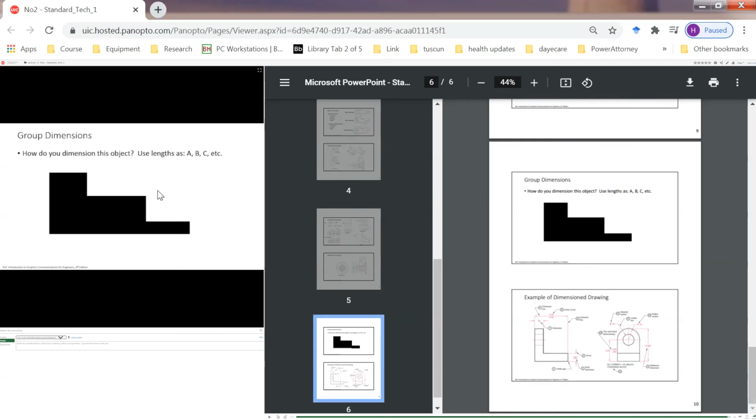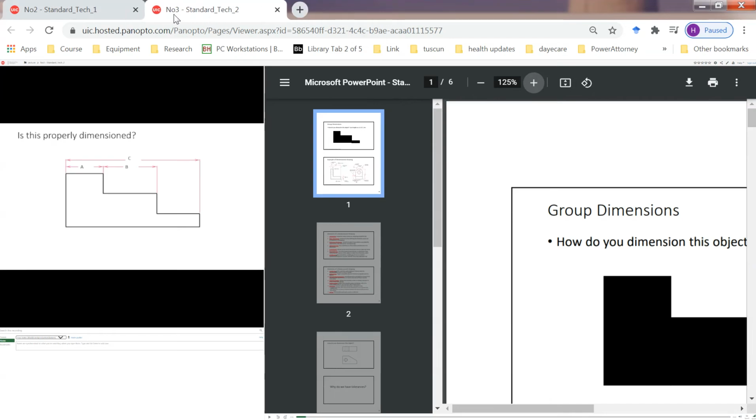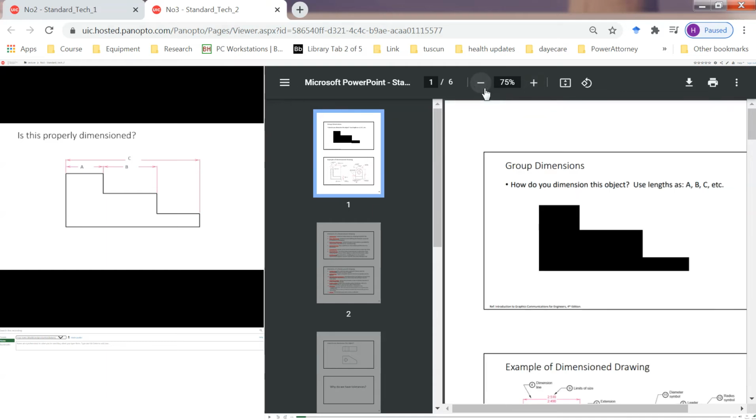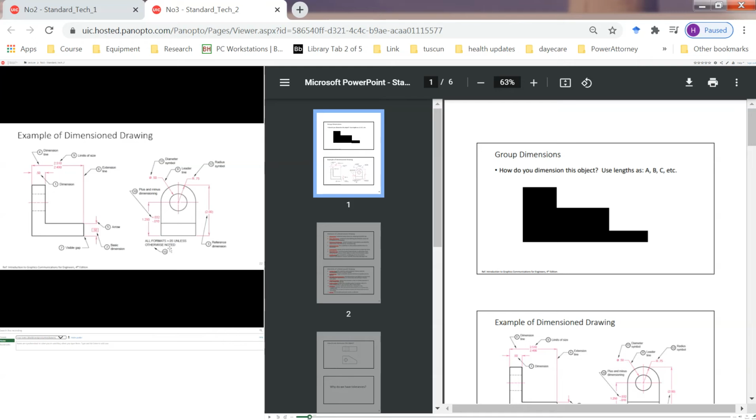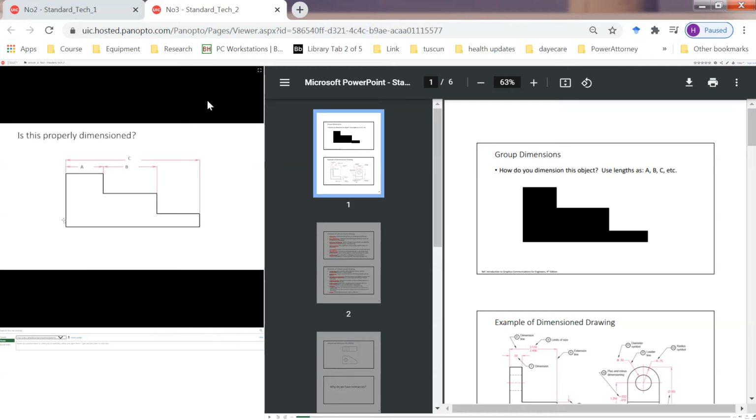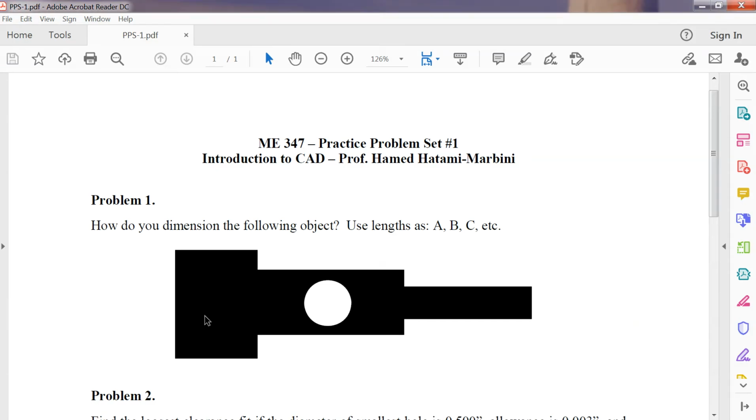Now, the solution and the continuation of the discussion of this problem is given in 3-standard_tech_2. And as you see, if I zoom out a little bit, this is the continuation of the handout, and this is the video. So if we scroll back and forth, you see that the discussion is given. So using this, we can now talk specifically about how we can solve this problem.